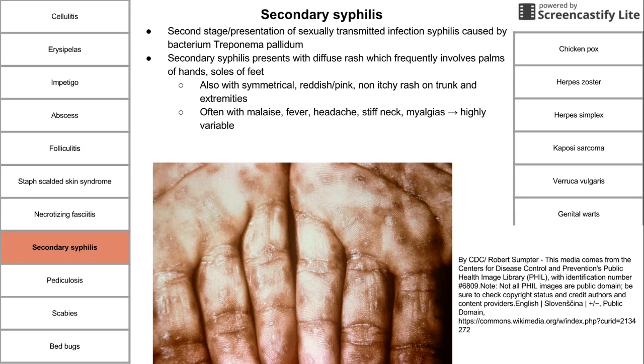This often has systemic symptoms as well: malaise, fever, headache, stiff neck, myalgias, but this is very variable. Not everybody has these systemic symptoms. You can diagnose this with immunostains for T. pallidum, serologic tests for T. pallidum. A lot of times patients will remember having a syphilis chancre before, and that would have been the first presentation of syphilis. You treat syphilis with penicillin G.